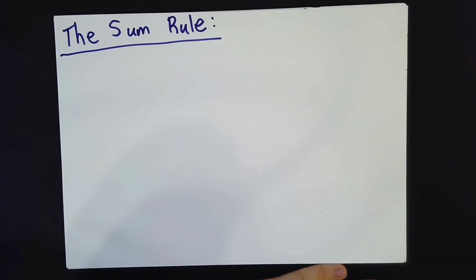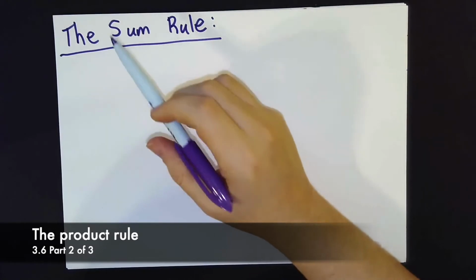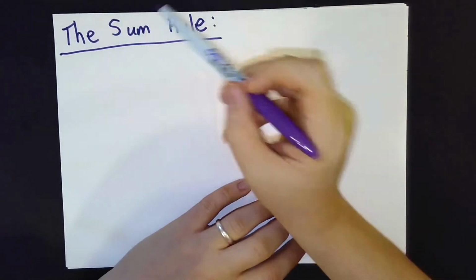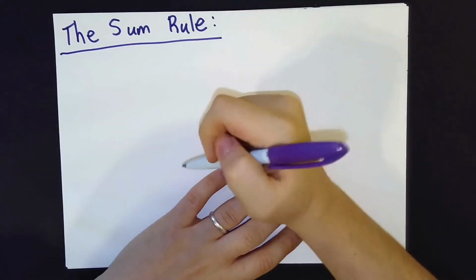Welcome back, class. In today's video, we're going to talk about the product rule. Now, what I've written here is the sum rule, which you may think is a mistake, but I want to review what the sum rule says first, so that we can understand what the product rule says and how it's different.